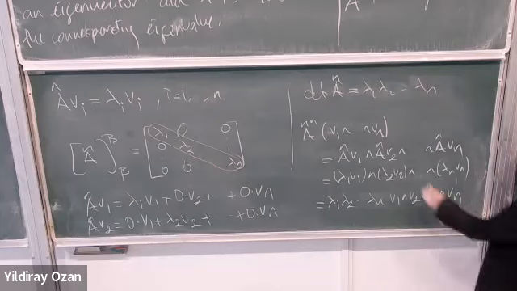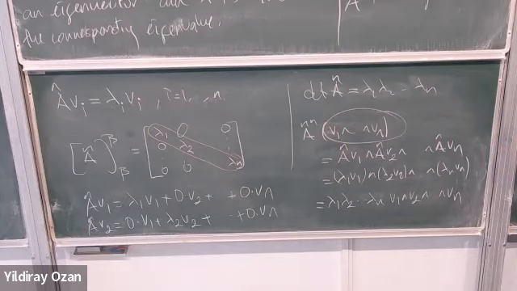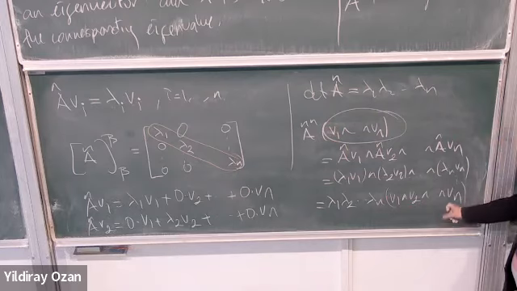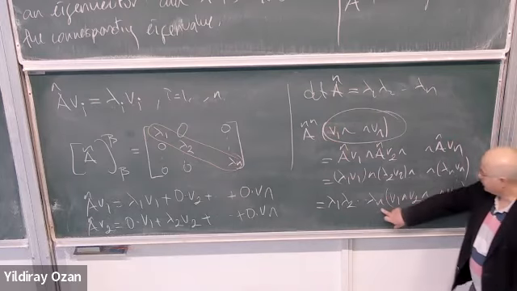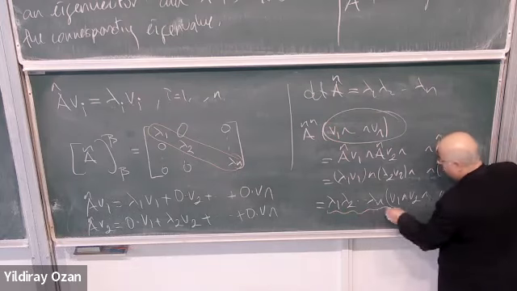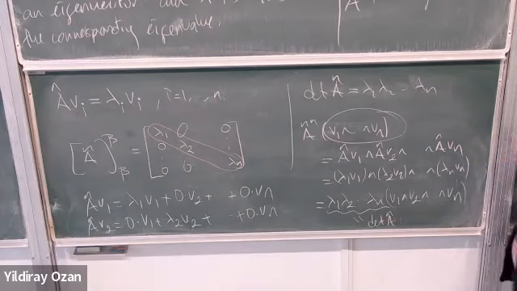So this element is mapped to just this multiple times itself. Therefore, this multiple here is just our determinant of A hat.